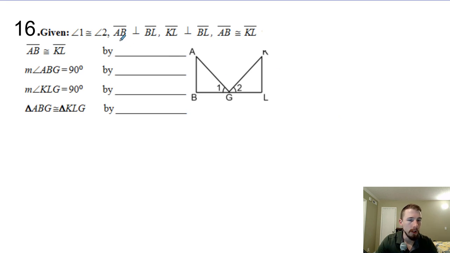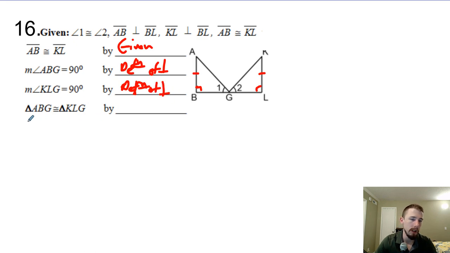All right, given the angles are congruent and AB is perpendicular, which means that's a right angle. KL is perpendicular, that's a right angle. And AB is congruent to KL. We're going to mark it as we go. First thing, AB is congruent to KL. That was given to us, so that's given. I'm going to go ahead and mark that. So AB and KL are congruent. Then these two are right angles. That was by definition of perpendicular. You can use a symbol if you want. That'll save you time. So definition of perpendicular.